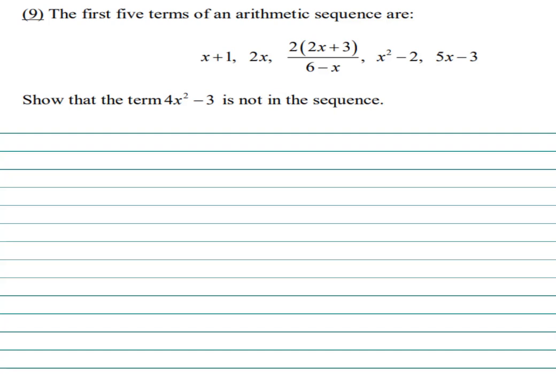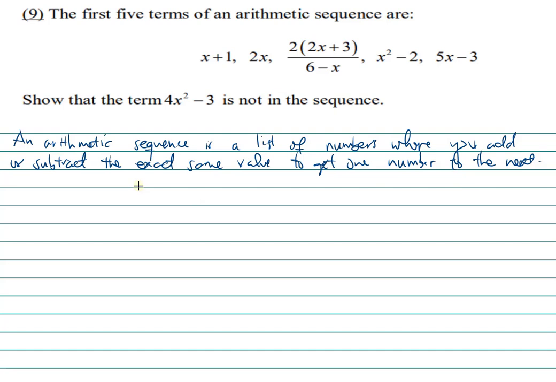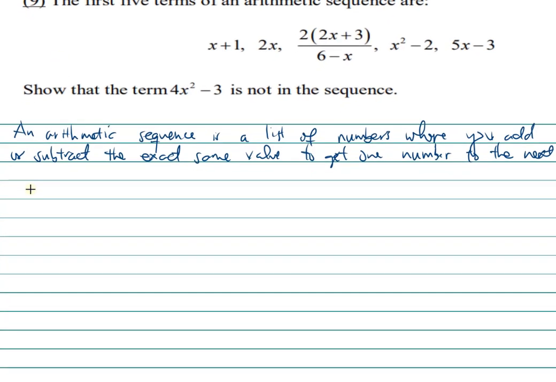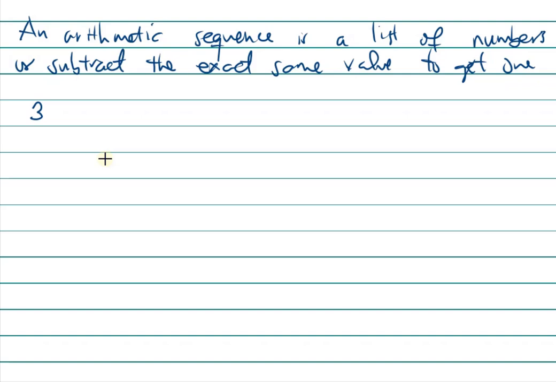Let's dive in. The first clue in this problem is we are told that we have the first 5 terms of an arithmetic sequence. But the question is, what is an arithmetic sequence? An arithmetic sequence is a list of numbers where you add or subtract the exact same value to get from one number to the next. So for example, if I begin with 3 and I want to add 3, the next number will be 6. Then I'll keep on adding the same value to get the next number, so 9 and so on. When you have this type of list of numbers, we call this an arithmetic sequence.